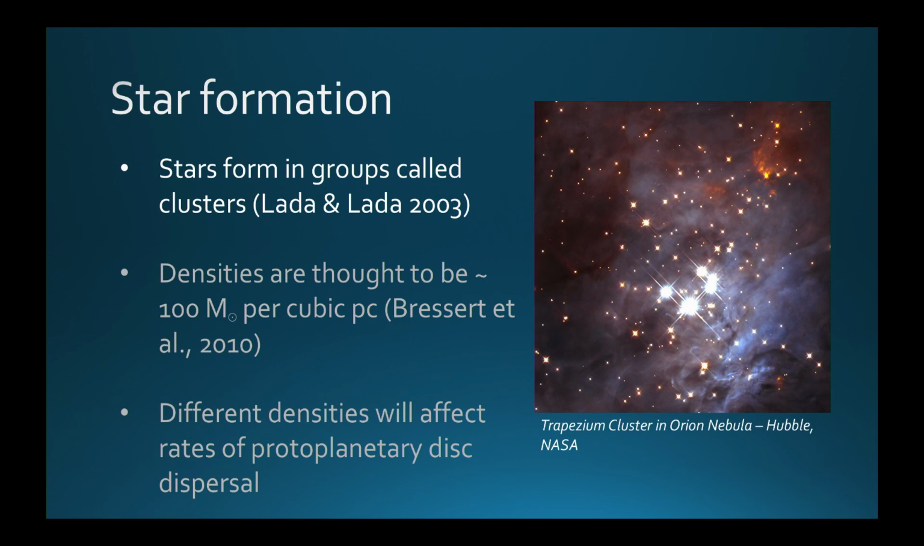The densities of these star-forming regions are roughly about, we think, 100 solar masses per cubic parsec, from what we've seen from observations. These densities in your star-forming environments can affect protoplanetary disks, depending on how dense things are. And I'll talk now about the effects of what your cluster can do to your star formation.